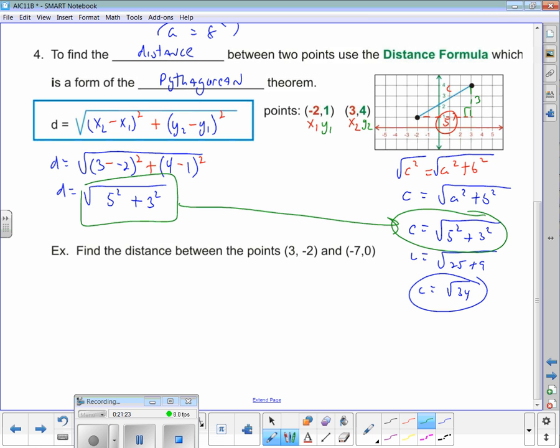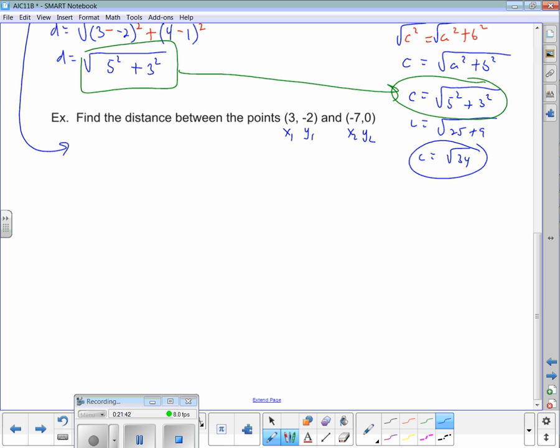All right, what I want you to do is try this second one on your own. Let me remind you again, it's wise to mark your points x sub 1, y sub 1, x sub 2, y sub 2. And you know me, I want you to write the formula because you have to start learning it and remembering it. So go ahead and pause the video, and it's my advice that you try to do this problem on your own with the video paused and then unpause it.